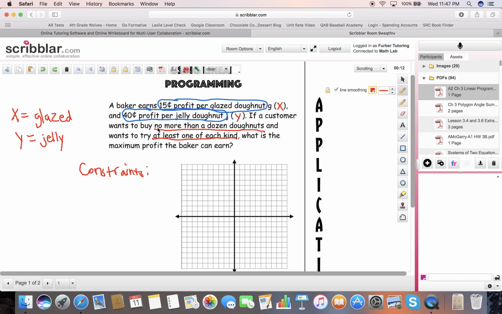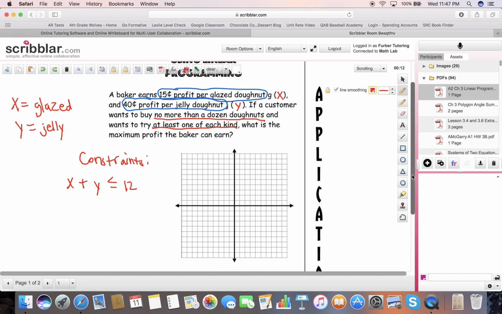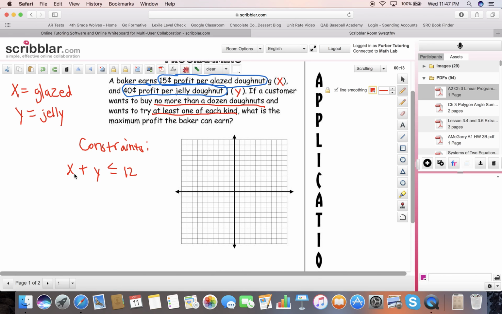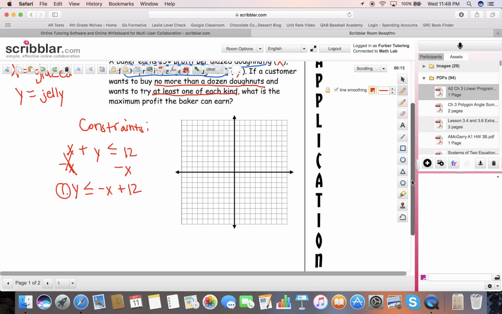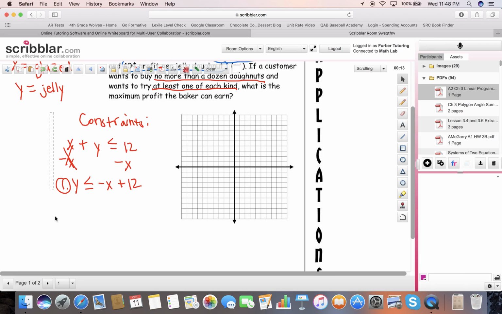So the first one says that the customer wants to buy no more than a dozen. So the number of glazed plus the number of jelly is usually going to be less than or equal to 12. The customer usually doesn't buy much more than that. So this is not solved for y, so we do want to put it into slope-intercept form. When we do that, this is going to be our first constraint. Okay, so now let's go on to the second ones here.